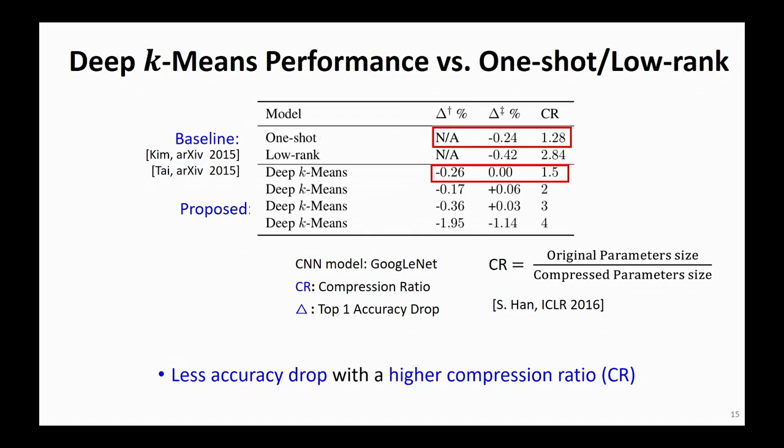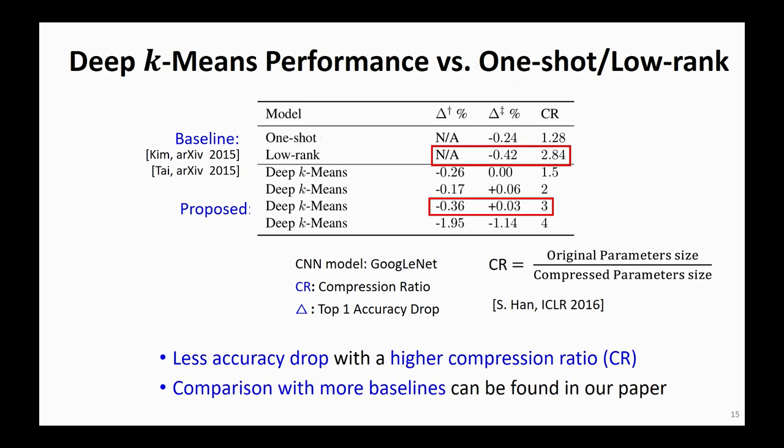Next, we compare our deep k-means technique with another two baselines. One is referred to as one shot, and the other one is low rank. As highlighted here, our deep k-means technique has better performance than them. At the same time, we have less accuracy drop, and we can also keep a higher compression ratio. Similar results hold when comparing to low rank, which is in the red boxes here. For the interest of time, we only show the comparison with three baselines, and the comparison with more baselines can be found in our paper.